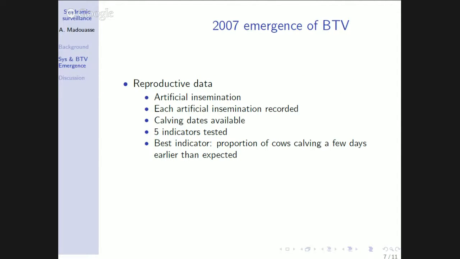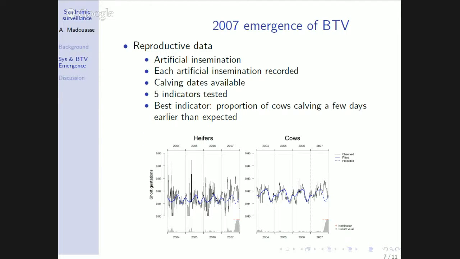We also used reproductive data. Something very common in dairy herds in France is artificial insemination, and we have data for every artificial insemination that happens in France. And we also have calving dates. From this data, we constructed 5 indicators that we tested. And the best indicator was a proportion of cows calving a few days earlier than expected, which is this.